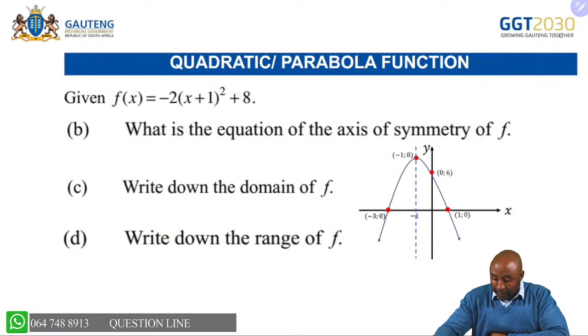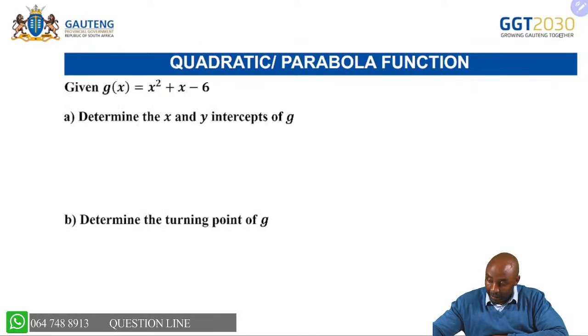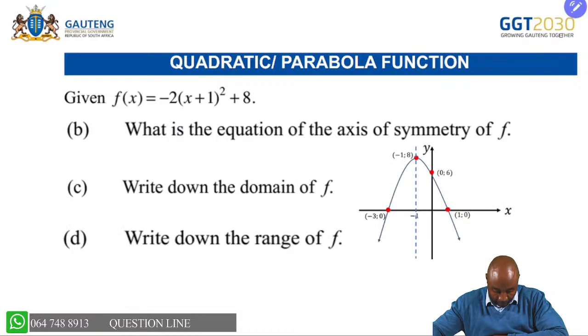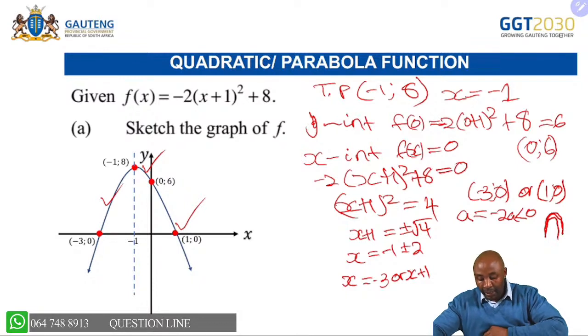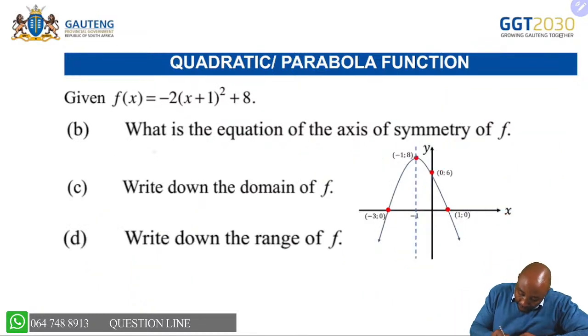What is the equation of the axis of symmetry of F? We have already answered that one. We got the equation of the axis of symmetry as x is equal to -1. We move on to the next question. I will write it down. X is equal to -1.